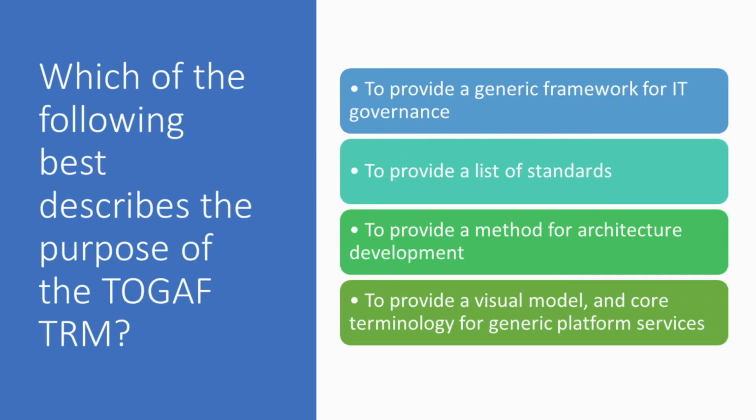Which of the following best describes the purpose of the TOGAF TRM? Options we have: A. To provide a generic framework for IT governance. B. To provide a list of standards. C. To provide a method for architecture development. D. To provide a visual model and core terminology for generic platform services. Correct answer for this question is option D. Because the TOGAF Foundation architecture is an architecture of generic services and functions that provides a foundation on which more specific architectures and architectural components can be built. This foundation architecture is embodied within the Technical Reference Model, TRM, which provides a model and taxonomy of generic platform services. Let's talk about next question.